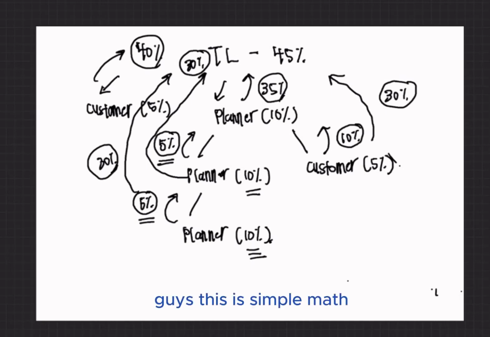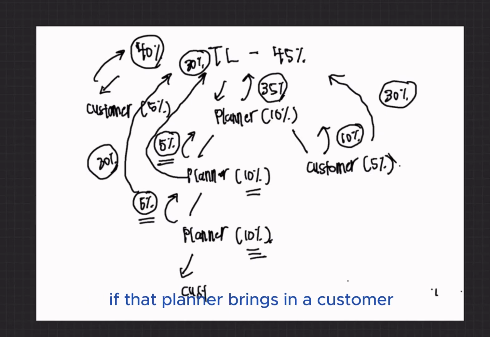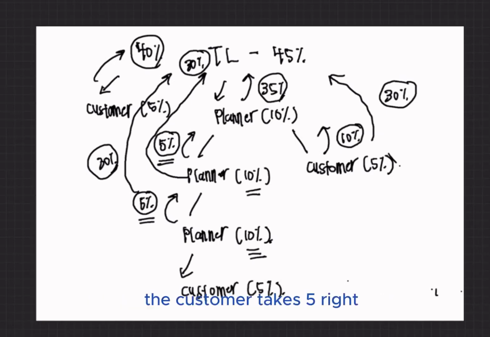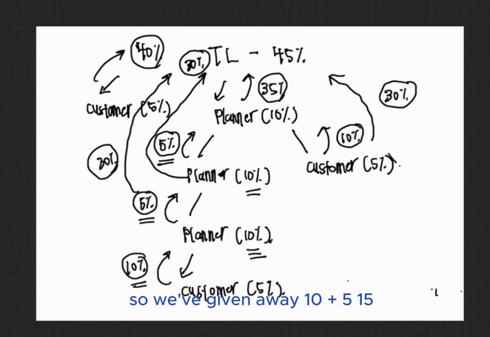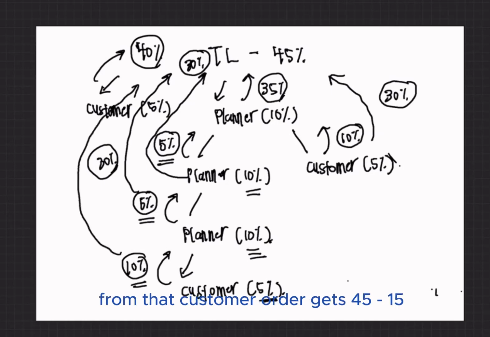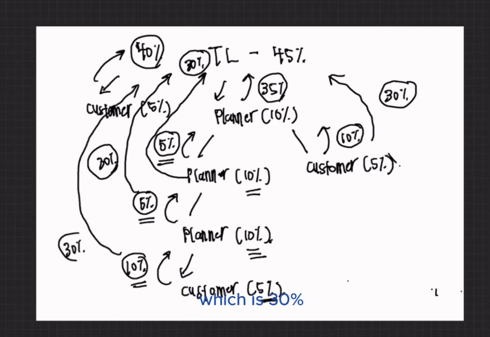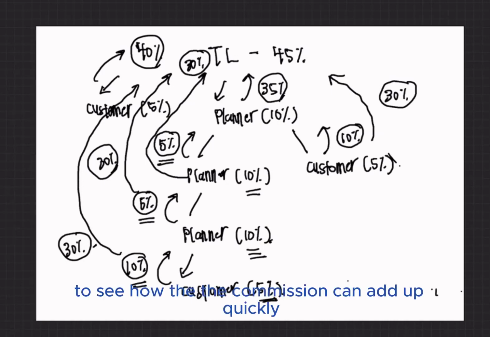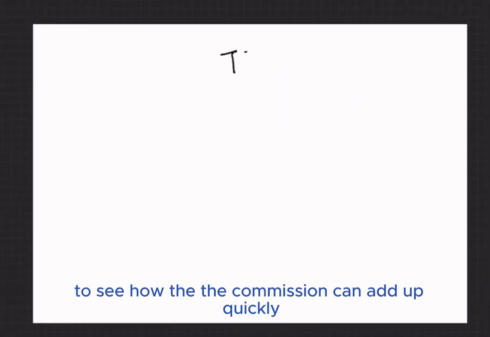Guys, this is simple math, but I'm going to show you one more level. If that planner brings in a customer, the customer takes 5, right? Planner to customer is 10, right? So we've given away 10 plus 5, 15. So that team leader on the top, from that customer order, gets 45 minus 15, which is 30%. Do you see how the commission can add up quickly?